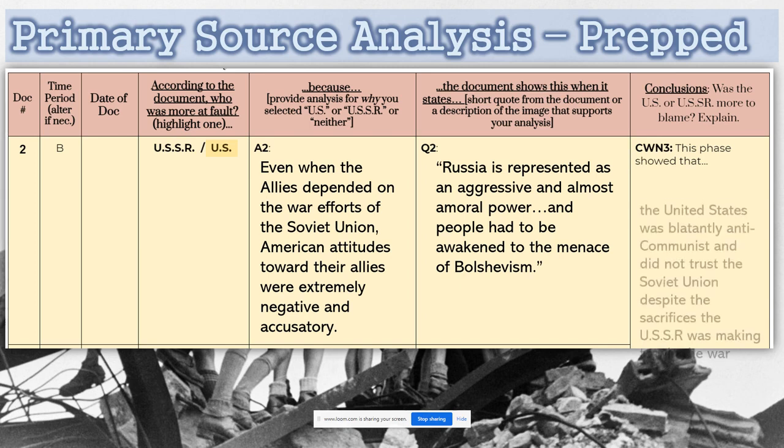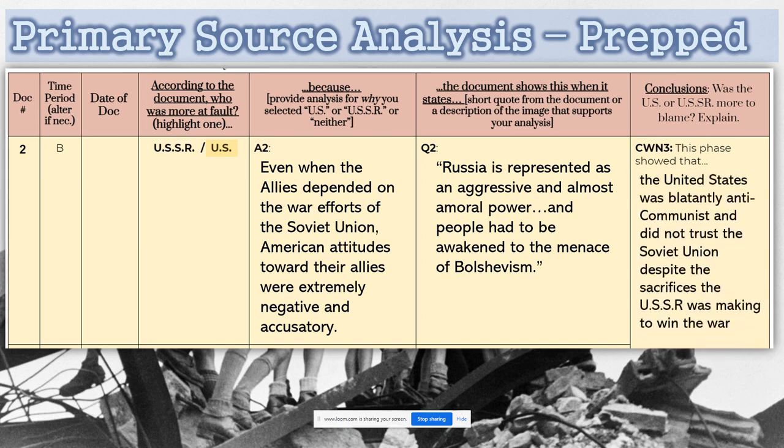And so once you've done both of these documents here, you can go ahead and generalize and make a conclusion based upon your interpretation of both of the documents in this next box right here, the CWN part of it. These are conclusions based upon your interpretation of the primary source documents.